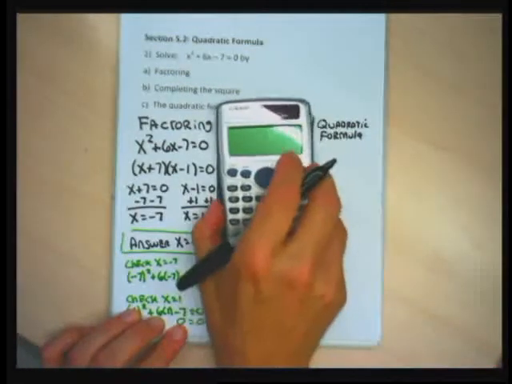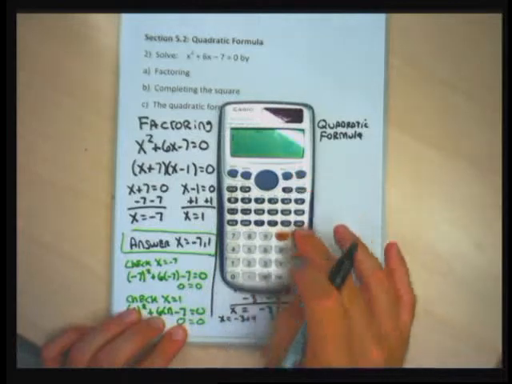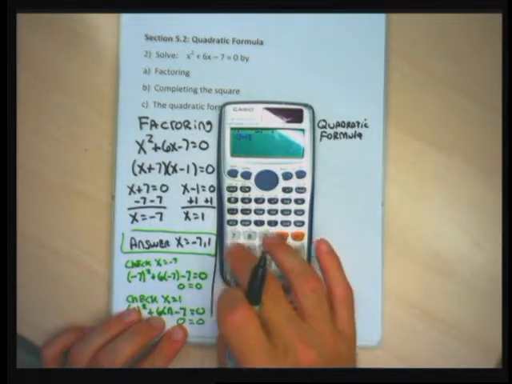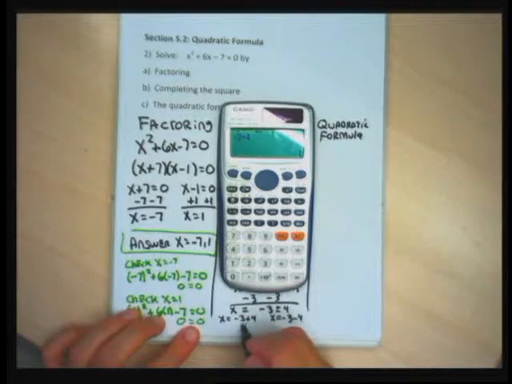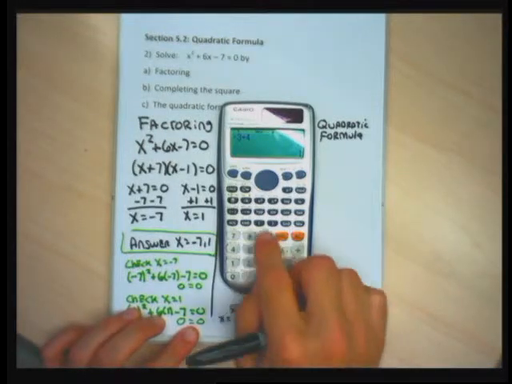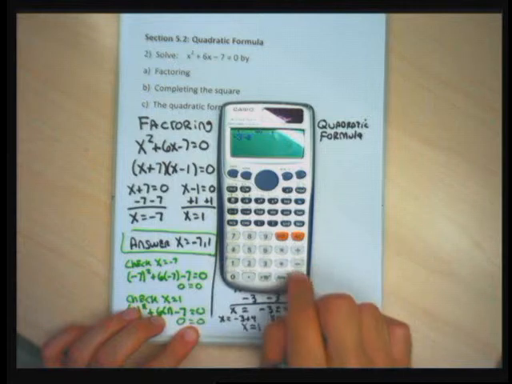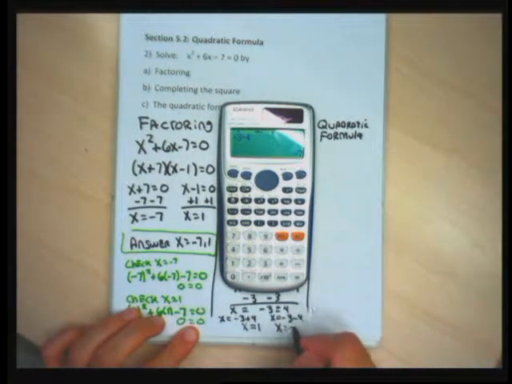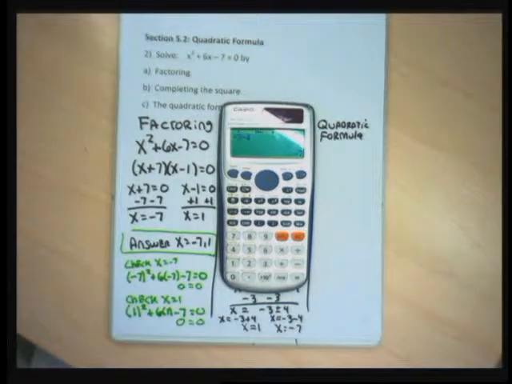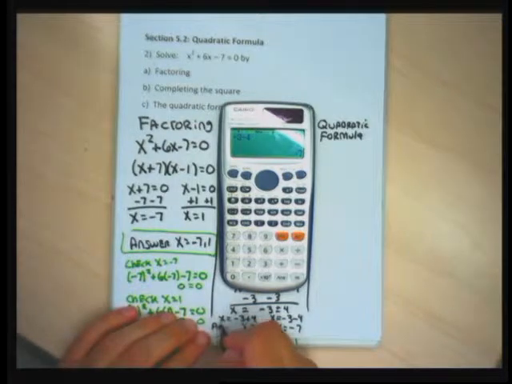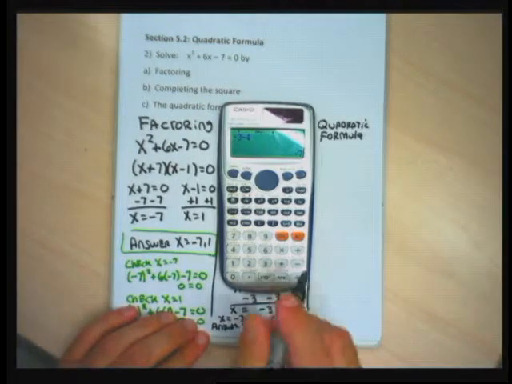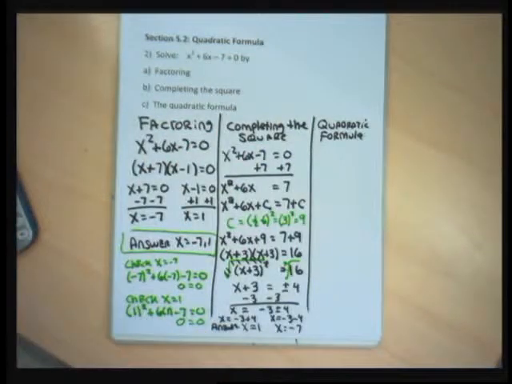I could do those quickly in my head, but I'll do them on my calculator. The negative 3 plus 4 gives me x equal to 1. And the negative 3 minus 4 gives me negative 7. So exactly the same answer, and that shouldn't be surprising, because no matter what strategy I use to solve an equation, it only has certain answers, and the method shouldn't produce different answers.